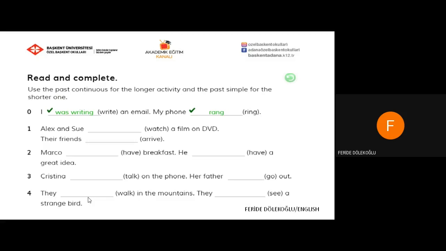Another exercise. It says, use the past continuous for the longer activity and the past simple for shorter one. Alex and Sue, two people, be careful, were watching a film on DVD. This is the longer activity. Their friends arrived. Second one, Marco was having breakfast. Longer activity. He had a great idea. Christina was talking on the phone. Her father went out. They were walking in the mountains. They saw a strange bird.